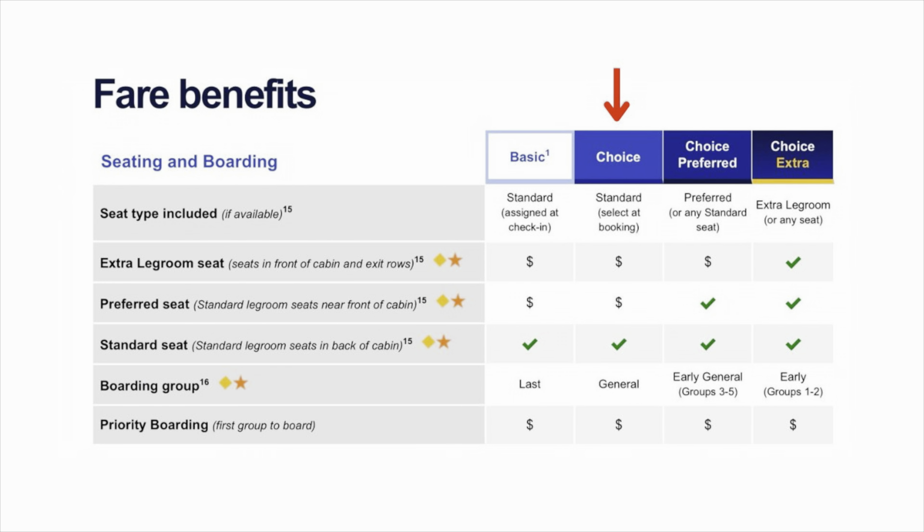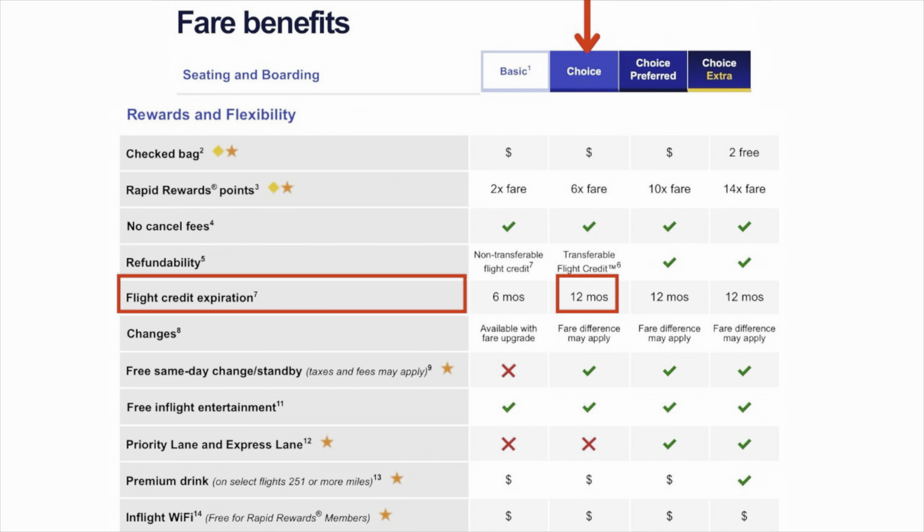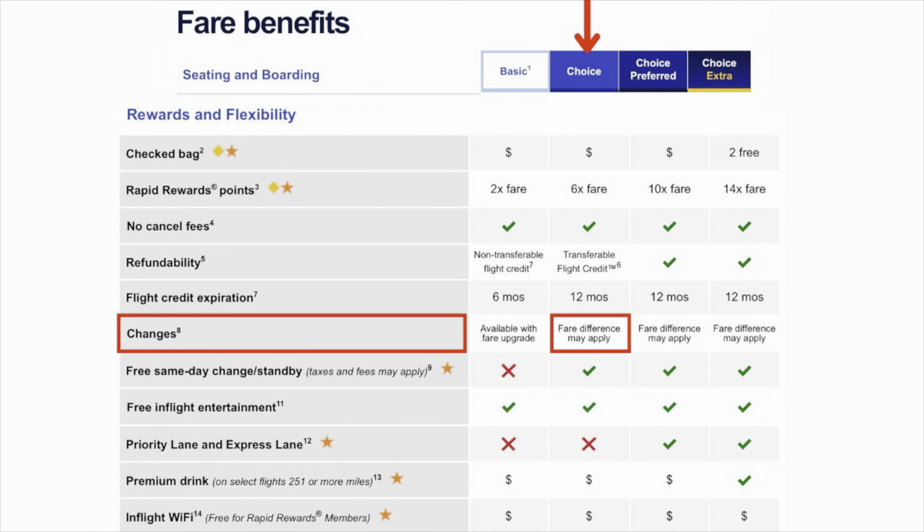Now, if choosing your seat and ensuring there will be room to store your carry-on on the plane is important to you, then go with the choice fare. This will allow you to choose your seat at the time of booking, and if you have to cancel, you'll get a flight credit good for 12 months from the time of booking. And then you also get free same-day changes, meaning if you want to change your flight to an earlier or later flight, you could do so. You would just have to pay the difference in fare price.